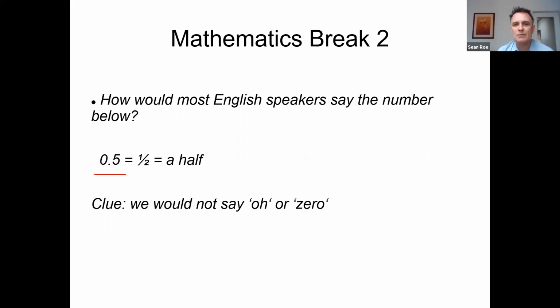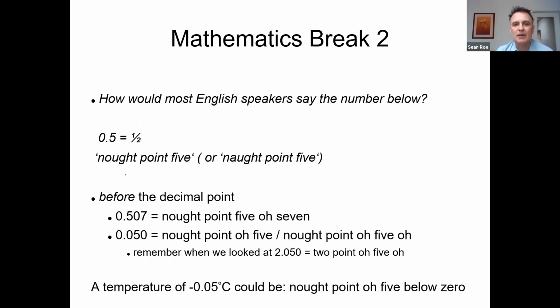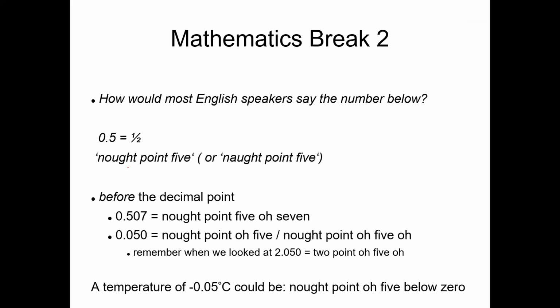How would most English speakers say this number? Do you have an idea? We don't say O or 0, but we would typically say 0. Oh, yeah. 0.5. Maybe you've heard this.